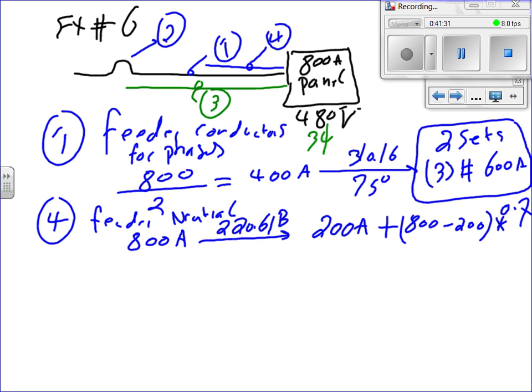Everybody knows how to read this? If you go to 220.61, it says the first 200 amp, leave them alone. I left them alone. Anything higher than 200 amp, you take your amps, subtract 200 amp, and whatever is higher than 200 amp, cut it by 70%. Everybody knows how to read this, guys? 200 plus 800 minus 200 times 0.7. This reminds me of the days of arithmetic. Who's going to do the math for me?